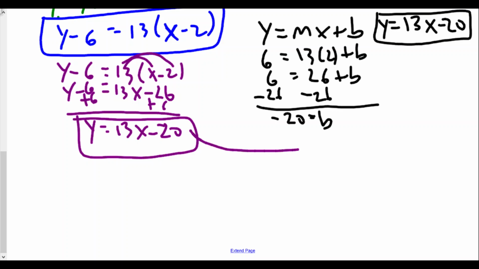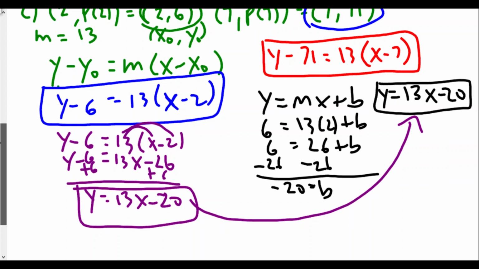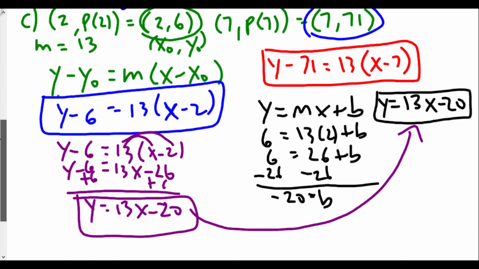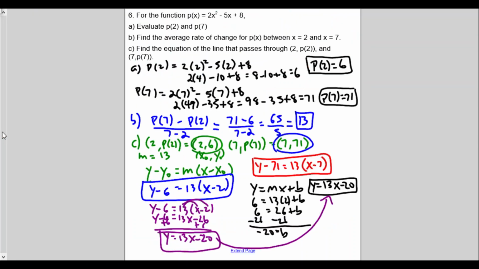So this would be the same exact equation we got here using a different method. And so either way, if you're going to use slope for the point slope method, you want to label what is x0, y0, and what your slope is going to be. This way we know where everything comes from. So let me just give you a full view here of this. Okay. All right. So that's question number 6.